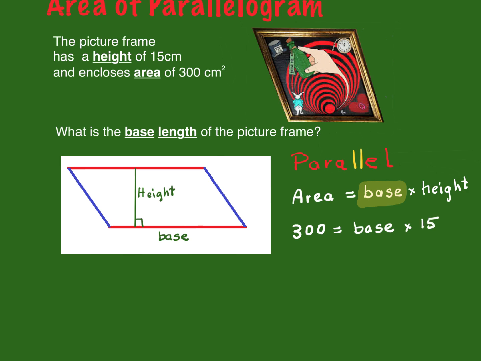Because the base is multiplied by 15, I want to remove that 15. So what I'll do is I'll divide it by 15 because that means that these two both will cancel out. But I will also need to do the same thing on the left-hand side, and I'll need to divide it by 15 here. So 300 divided by 15, 20, and this is now the base. And of course I could write this down as the base is equal to 20.